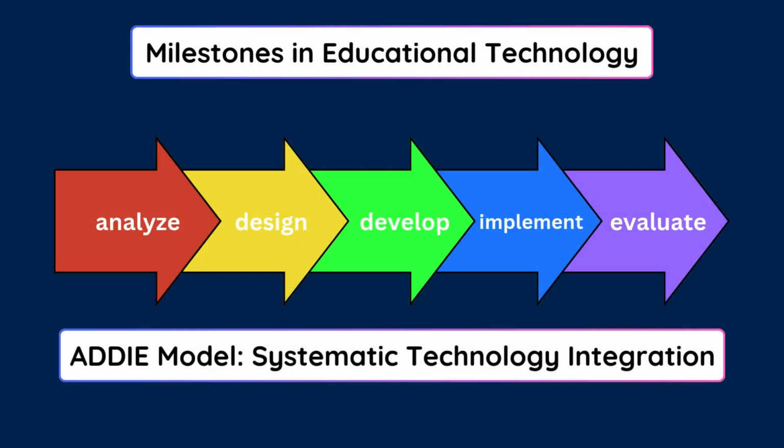In the 1970s, models like ADDIE (analysis, design, development, implementation, and evaluation) emerged, offering a structured approach to integrating technology into education. This systematic integration ensures tools align with learning goals, enhancing teaching effectiveness and creating a solid foundation for purposeful and impactful educational experiences.